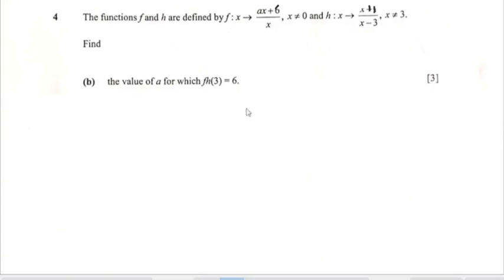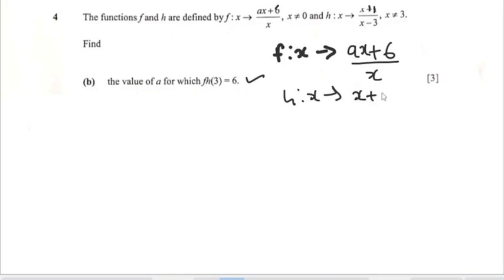All right, so you have now come to question B right here. So find the value of a for which fh of 3 is equal to what? 6. So first thing, we take note of the function of f. They have told us that the function of f(x) is equal to (ax plus 6) over x. Then the function of h, they have told us that it's (x plus 1) over (x minus 3). So first thing, let us take note of this.